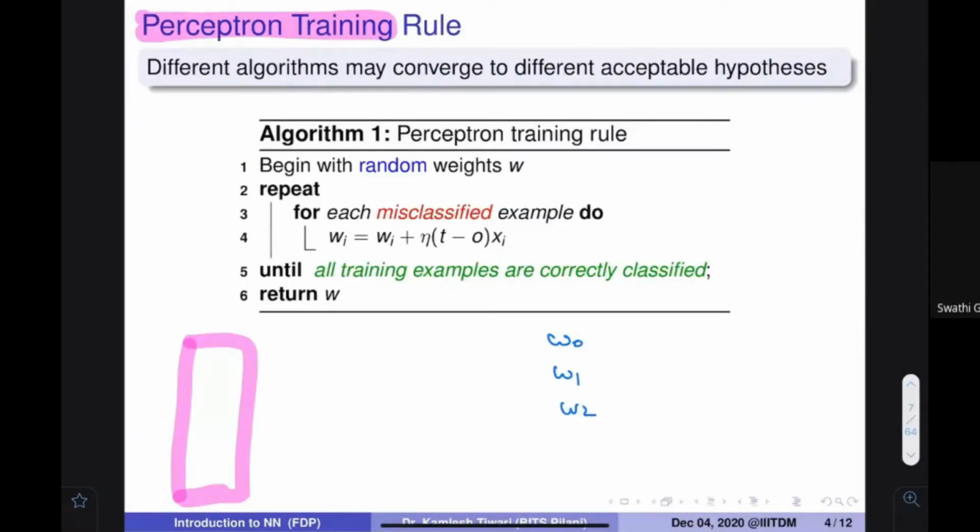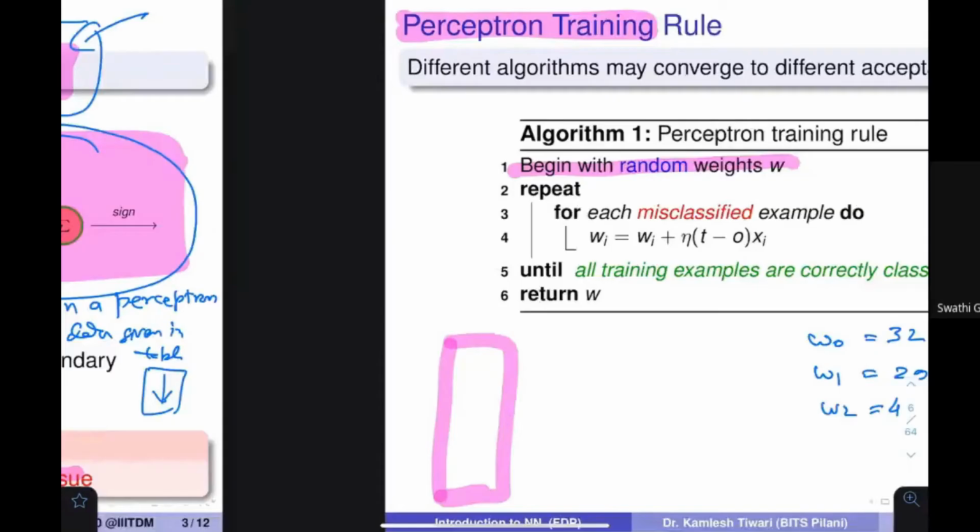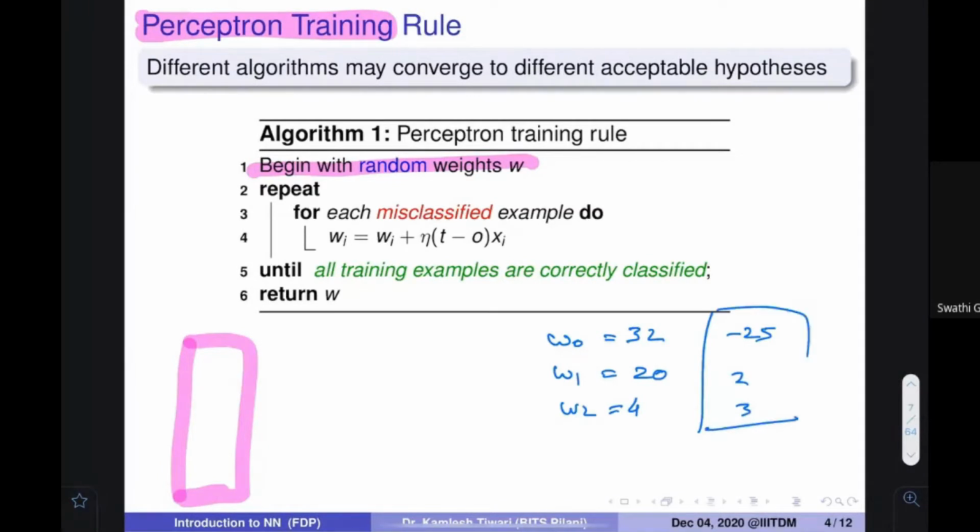So the algorithm says that you randomly pick any weights. Random weights. Okay, let's assume that. Can anybody tell me what weight I should take? What is the value of W0? Can you tell me any random number? Please type any number. Yeah, 32. That's it. What is the value of W1? Yeah, 20. Yes. Next value, W2, it is 4. Ultimately, I want W0 to be minus 25, W1 to be 2, and W2 to be 3. But right now, the algorithm says that we begin with random weights. Everybody understand this thing?